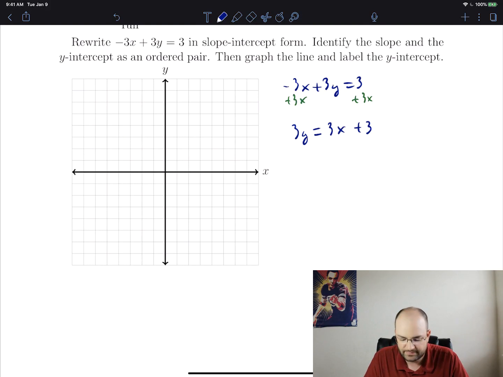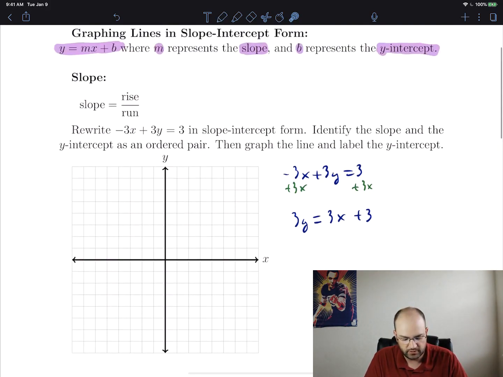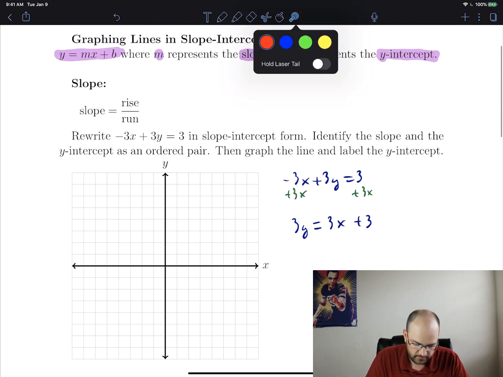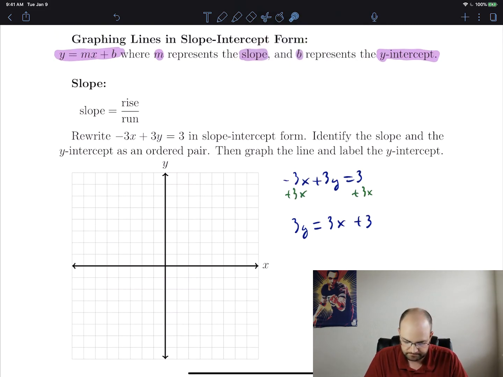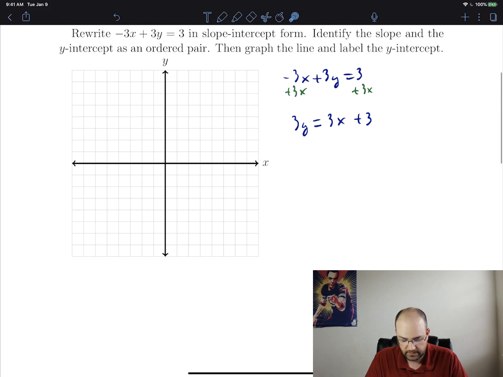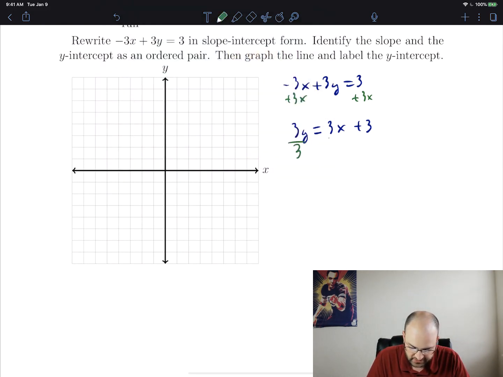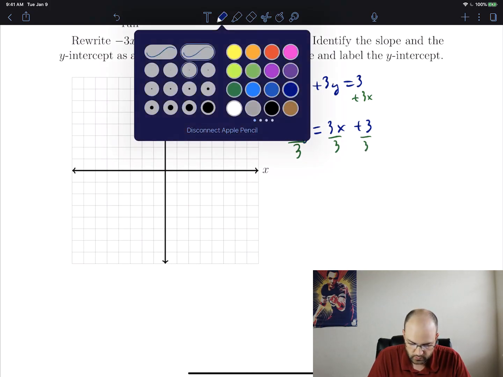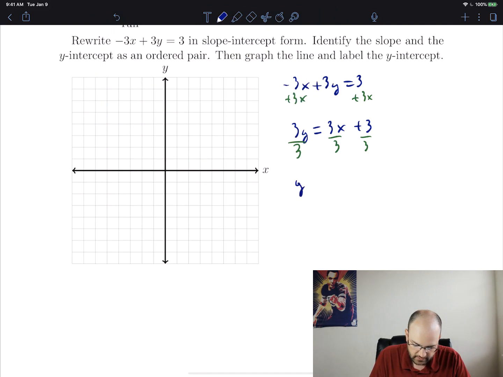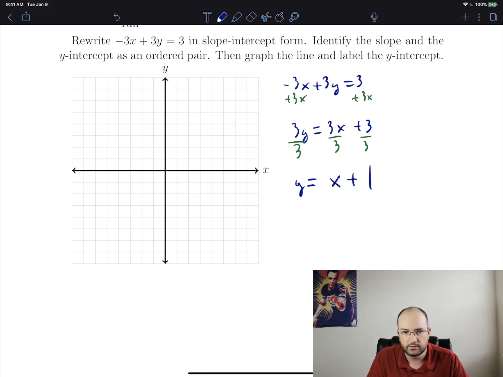Now I generally like to put the x first, even if the x is negative. The reason I like to do that is because if you look at the slope-intercept form, the x is always written first. Now divide by the number in front of y, because that's what we're trying to solve for, and divide every term by that number, which in this case is 3. The left-hand side will just be left with y, and on the right-hand side, 3 divided by 3 is 1, so it's just 1x, or just x, plus 1 for the 3 over 3 there.